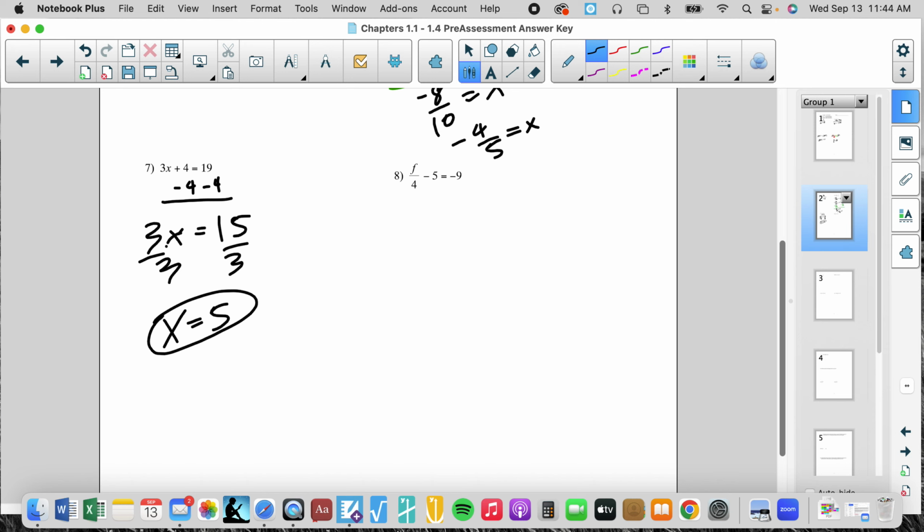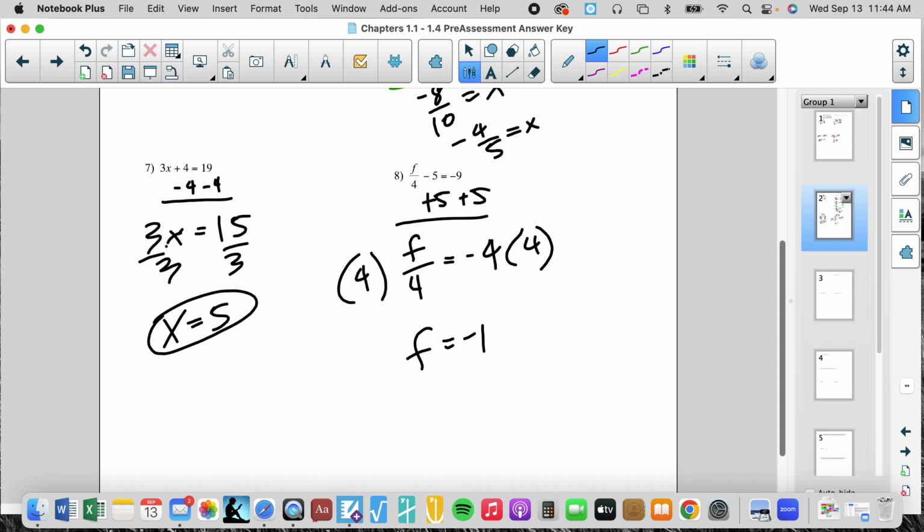We again have multiple things happening to the variable. We're going to get rid of addition and subtraction first. That's f over 4 equals negative 4. 4 is dividing my variable. Inverse of dividing by 4 is multiplying by 4. So we're left with f equals negative 16.